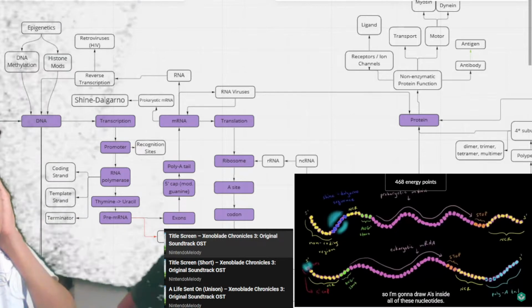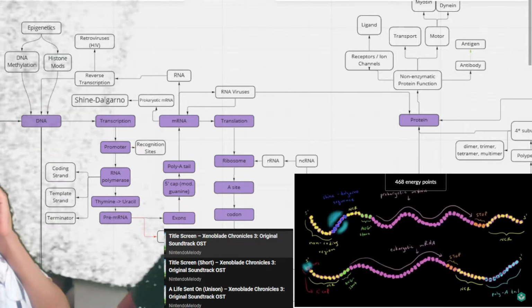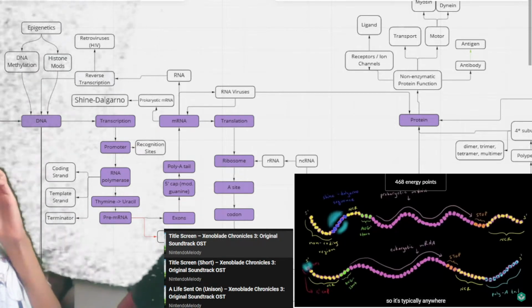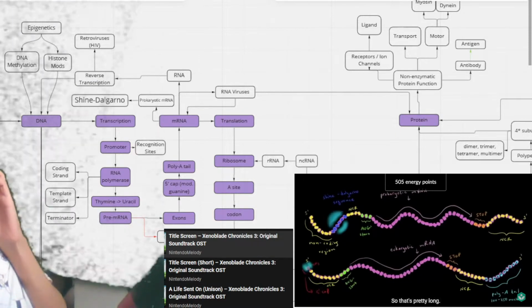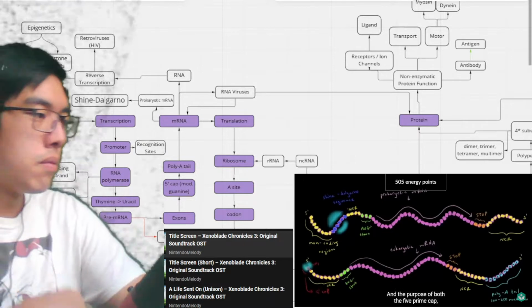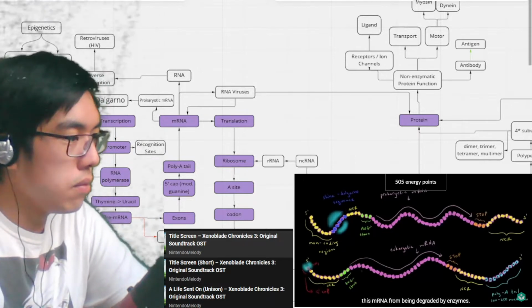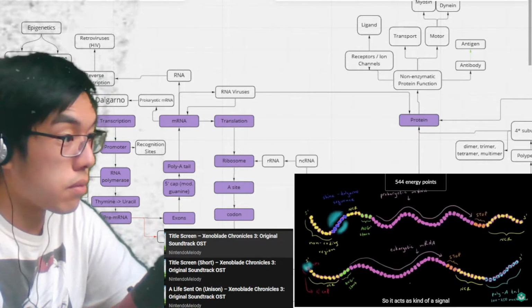So I'm going to draw A's inside all of these nucleotides. And the poly-A tail is actually pretty long, so it's typically anywhere between 100 and 250 nucleotides long. So that's pretty long. So I didn't exactly draw it to scale. And the purpose of both the 5' cap and the poly-A tail is to prevent this mRNA from being degraded by enzymes. So it acts as this kind of signal that does not allow enzymes to break it down or degrade it.